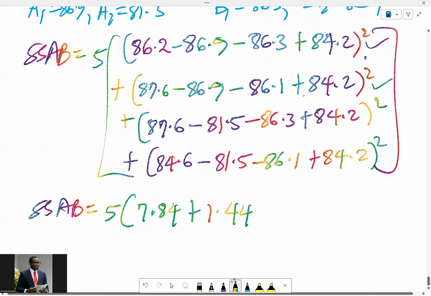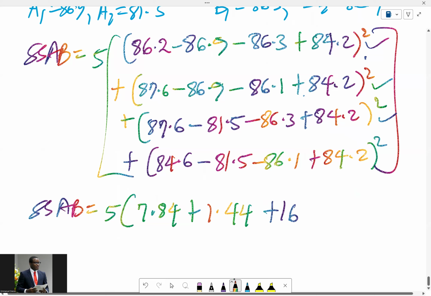We have 87.6 minus 81.5 minus 86.3 plus 84.2, all squared. That is 16. This is 16 as the third one.